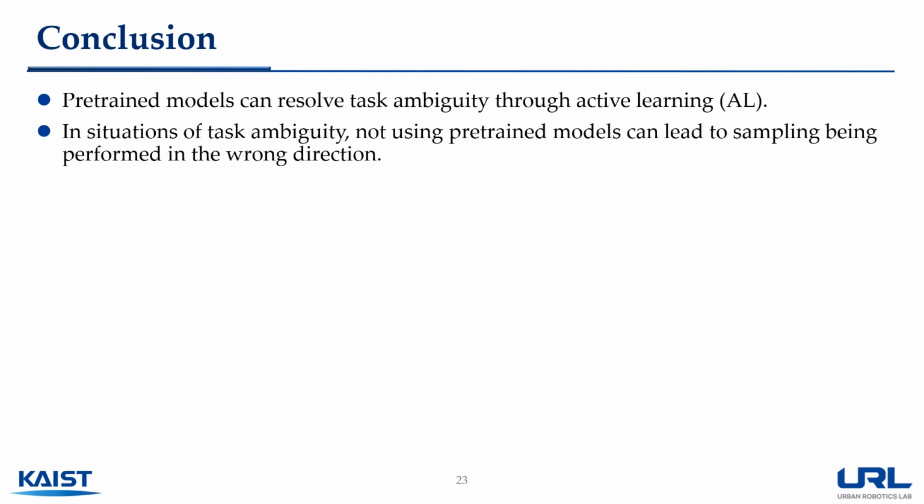So this is the conclusion. Pre-trained models can resolve task ambiguity through active learning. And in situations of task ambiguity, not using pre-trained models can lead to sampling being performed in the wrong direction. So thank you for listening to my presentation.